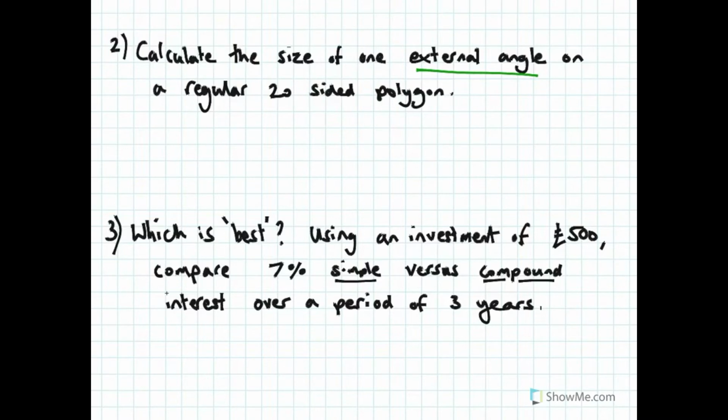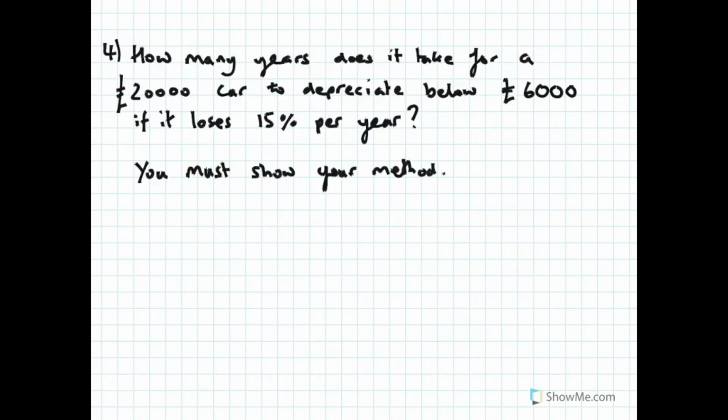So let's think about simple interest first of all. Simple interest is going to involve the multiplier 0.07. Don't forget, we're going to times it by 3 because we've got 3 years. Compound interest is different. You're going to be using the multiplier 1.07 and you'll be using powers on that question. Once you've got your total investment at the end of 3 years, compare them to each other to see which one's the best.